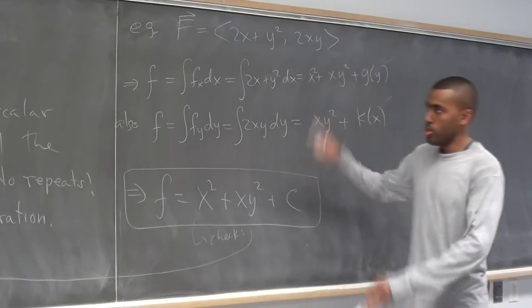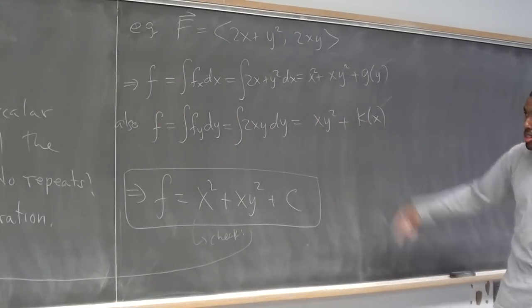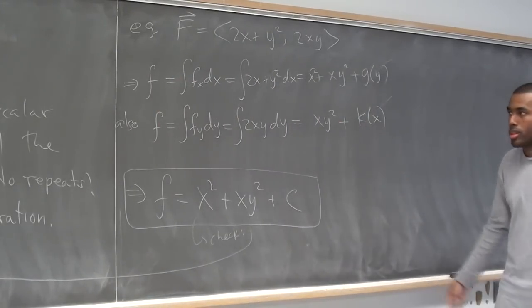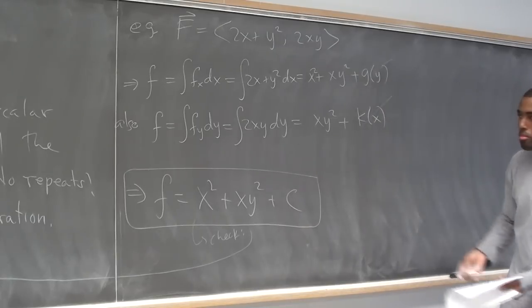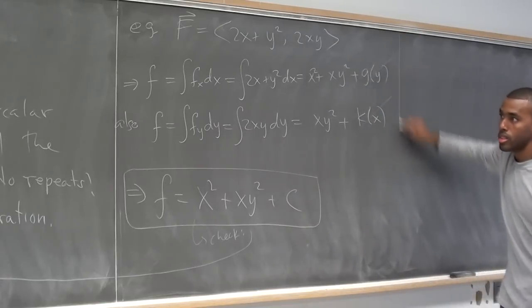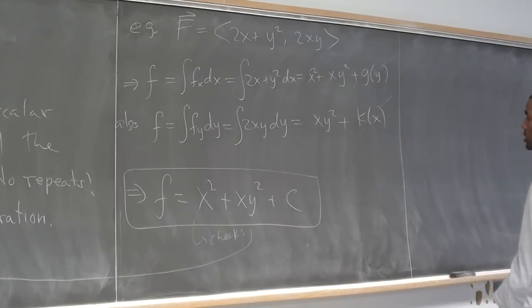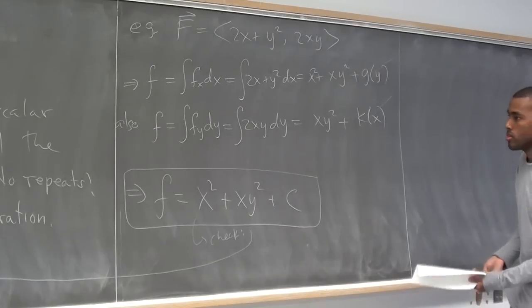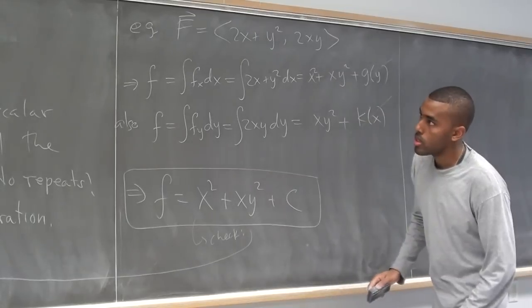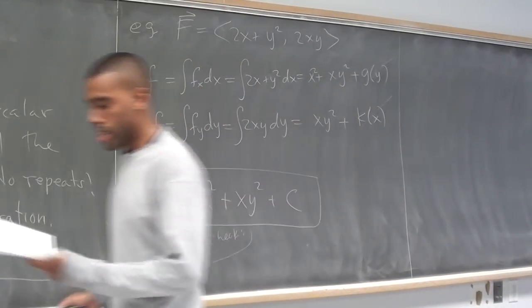Okay? So there are the two methods. The one you learned in 391, and then there's this one you can do, just integrate each component and match up the terms. Just pick out what you need to get your scalar function. Let me start the second example over here.